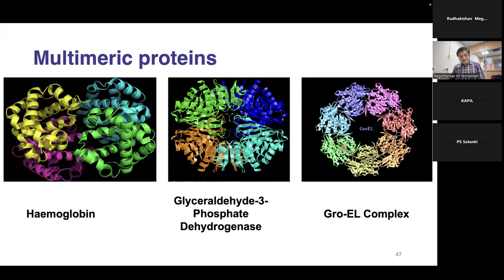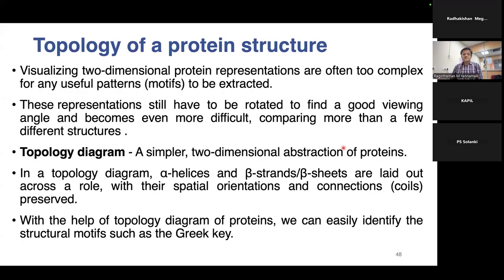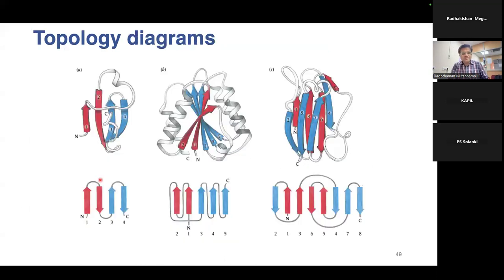To understand this quaternary structure and how many domains are there in a structure, we come up with a flattened representation of a protein structure called a topology. Topology is a two-dimensional abstraction. For example, you have 4 beta strands and a short helix. This is the topology of this protein. So what has happened is you took that protein, stretched it out, and laid it on a sheet of paper, which is a two-dimensional representation, and you can see the connections of how it binds.